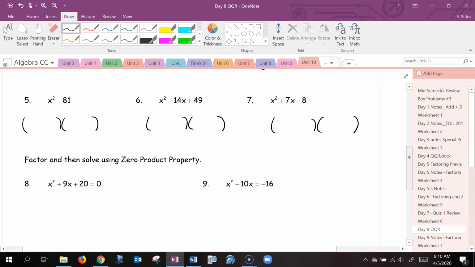All right. Down here, remember, if you don't have a middle term, if you'd like, you can rewrite this with a 0x. But whenever you see this format, you are going to be dealing with opposites. So multiplies to negative 81 and adds to 0. And that will be a positive 9 and a negative 9.